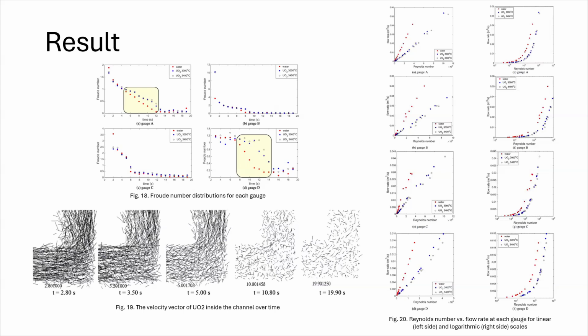And then there is the Reynolds number, which has a correlation with flow rates. An increase in flow rates will increase the Reynolds number for water and uranium dioxide, because there is the same pattern.